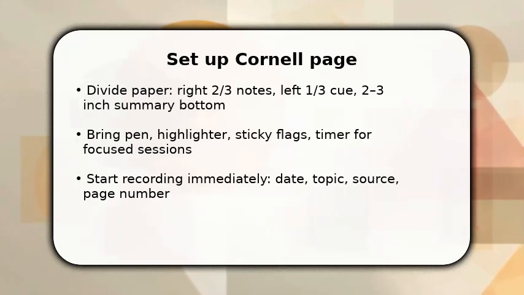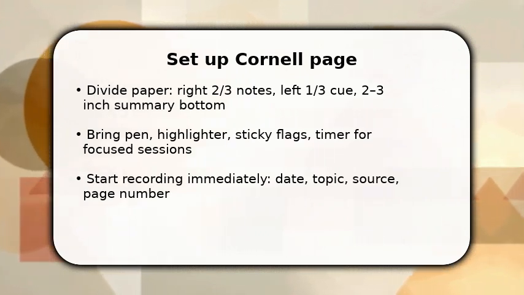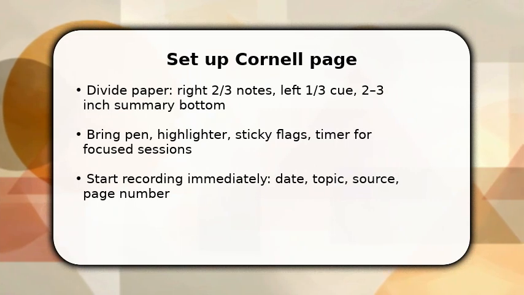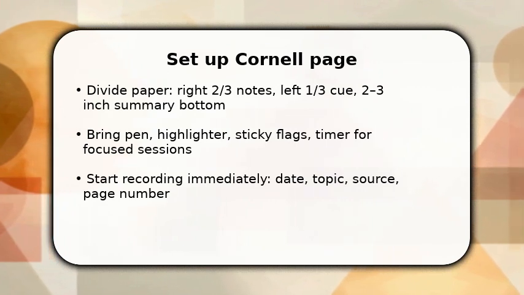You start by creating the Cornell layout now. Draw a left Q column about 1/3 wide, a larger right-hand notes column, and a summary strip at the bottom. Once drawn, label the page with date, topic, and source so you can find it later. Make sure to have a pen and highlighter ready.